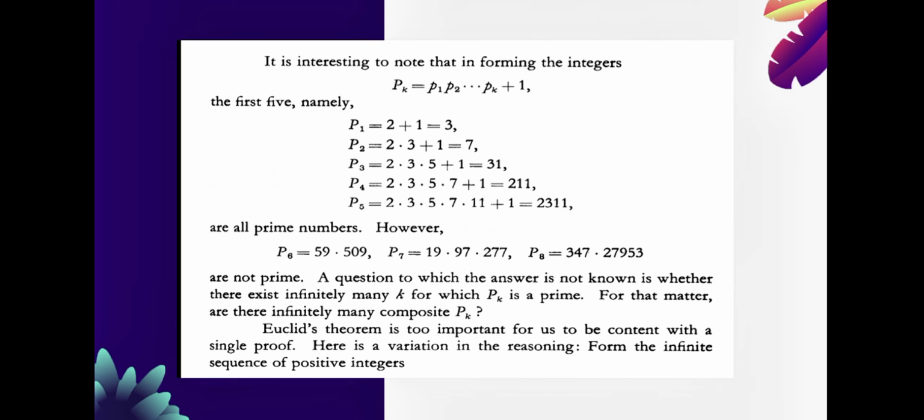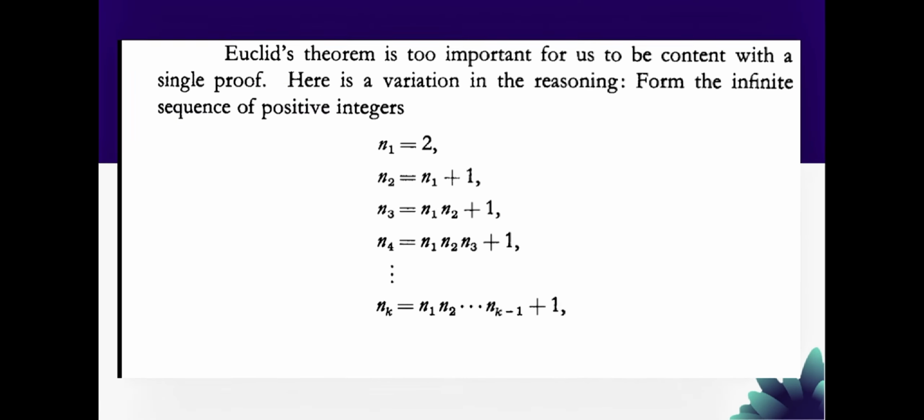Euclid's theorem is too important for us to be content with a single proof, and here is a variation in the reasoning. Form the infinite sequence of positive integers. So, as you can see on the screen, this is how the process of Euclid's theorem goes.